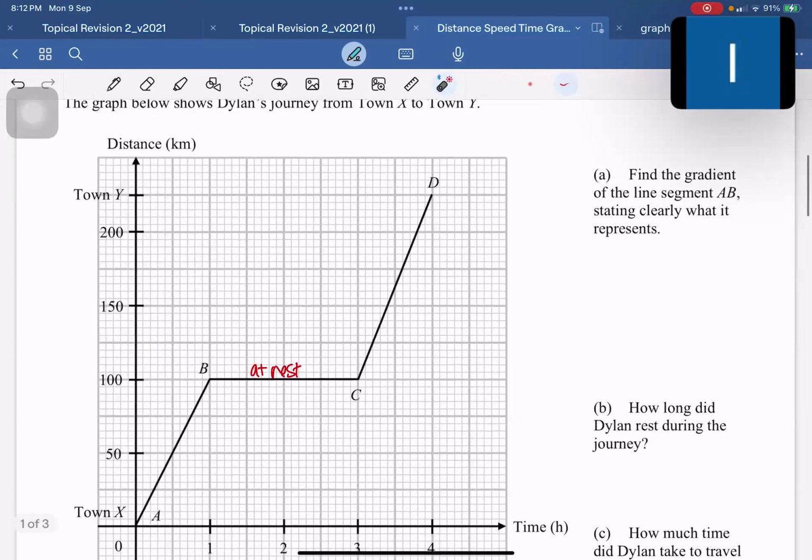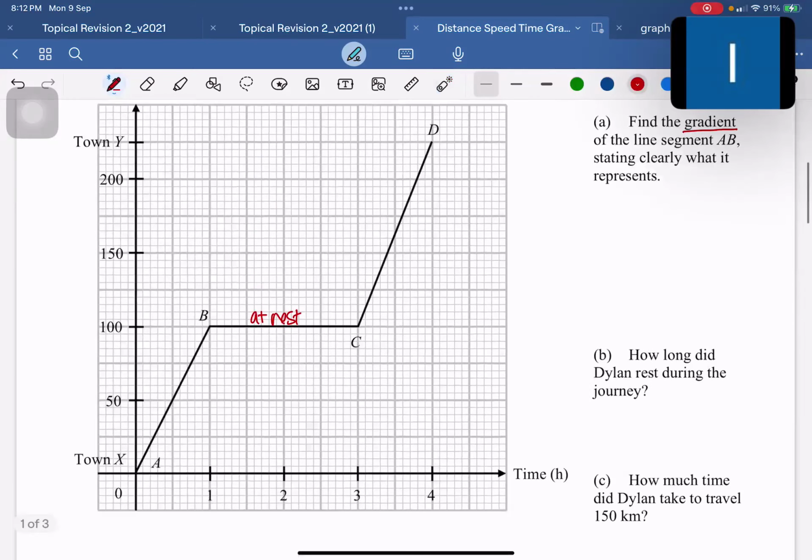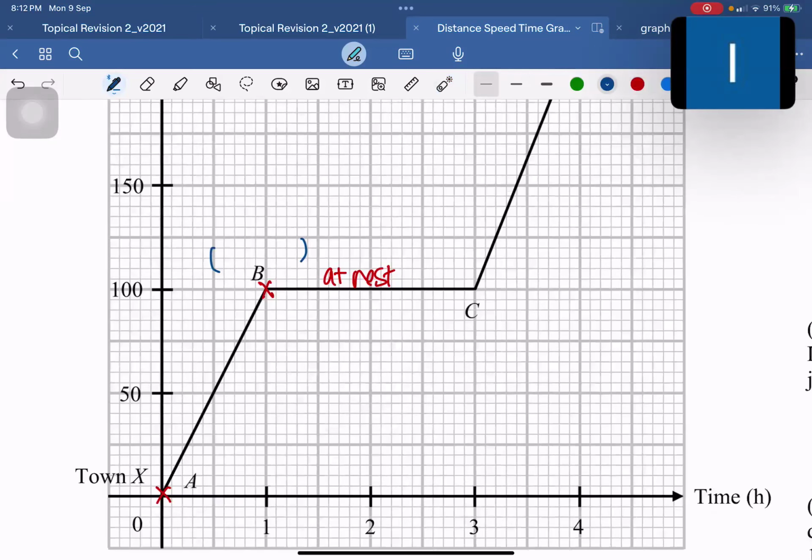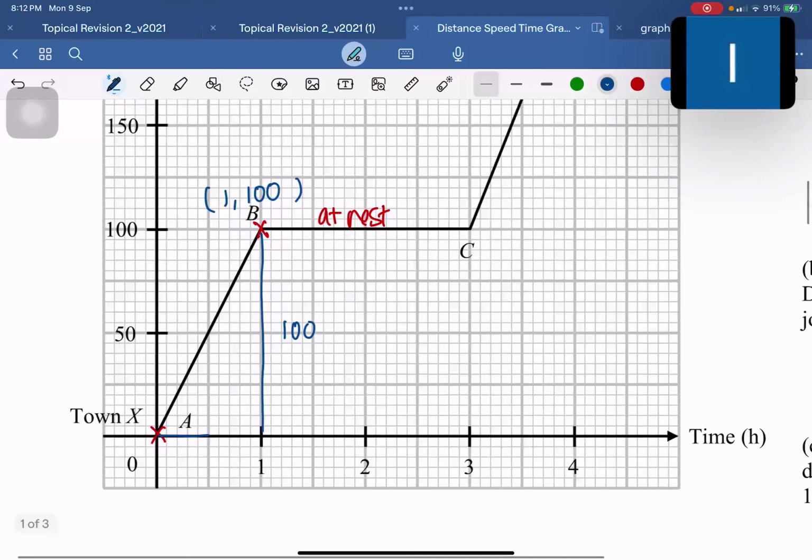First part, find the gradient of the line segment AB. It's between these two points. We find the gradient: the height, which is 100, divided by my base over here, which is 1 hour. Units is hour. So I find my gradient.